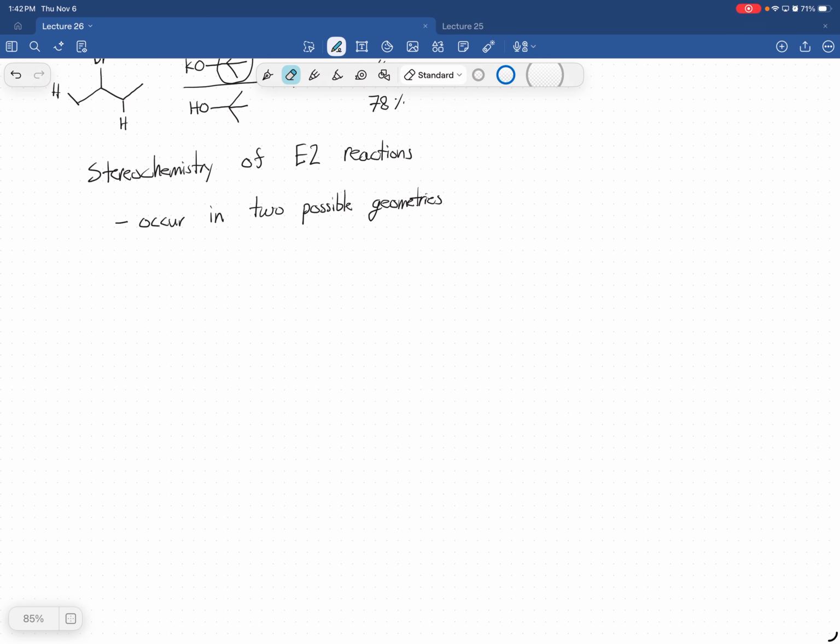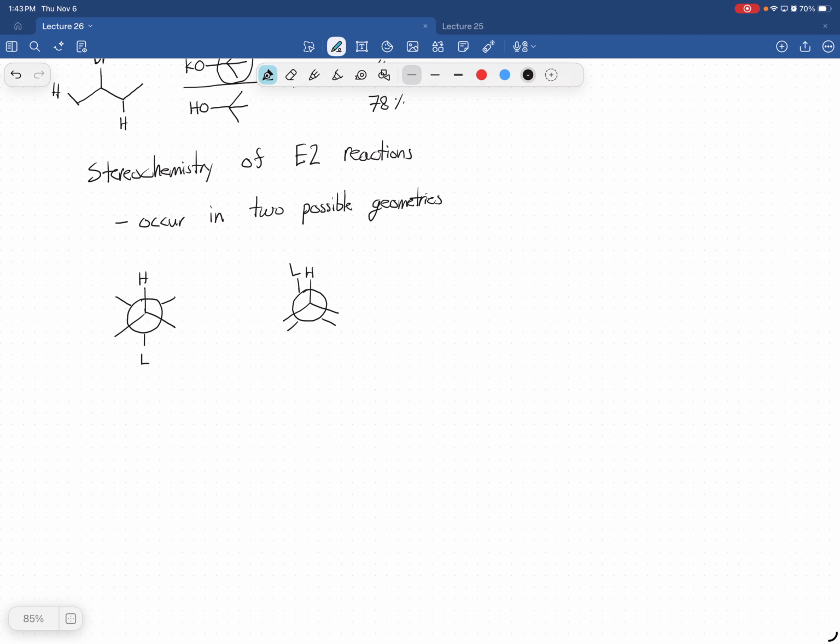All right. Okay, so how about this one? Two possible geometries for E2. Remember we said the leaving group can be anti to the hydrogen. So we have the hydrogen here, and the leaving group on the opposite carbon right there. Or the hydrogen and the leaving group can be syn to each other, on the same face. So the leaving group here is right there.